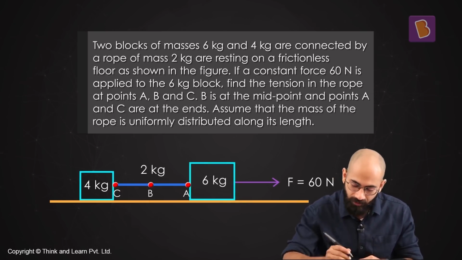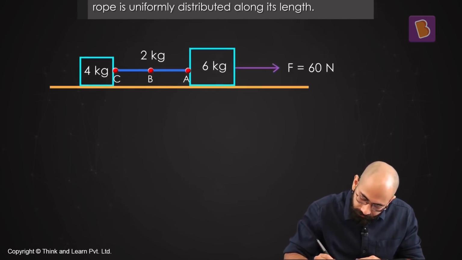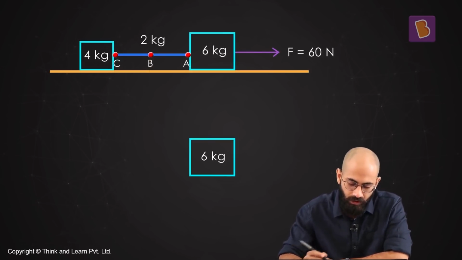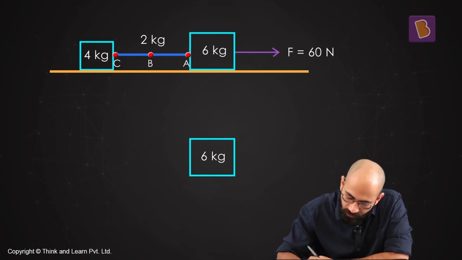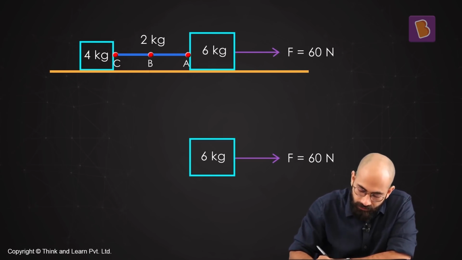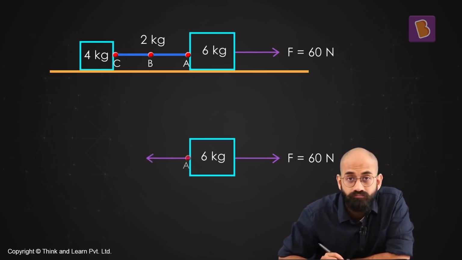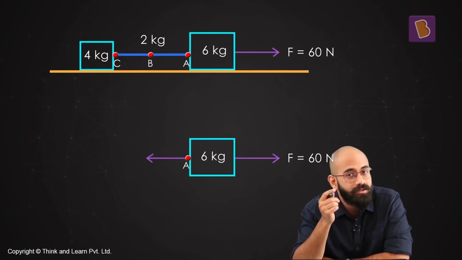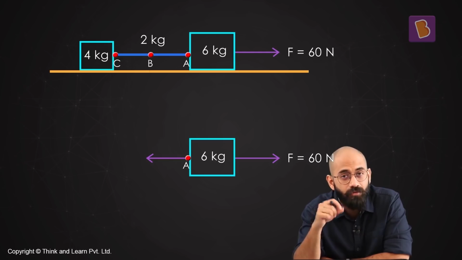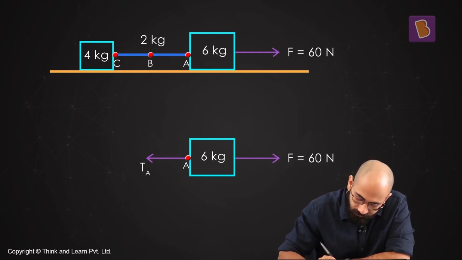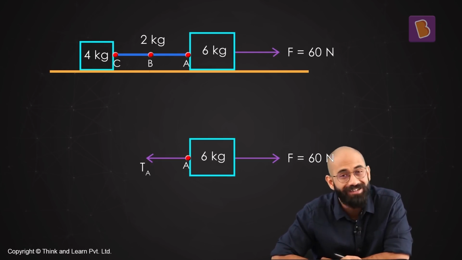Let's first draw the free body diagram for the big block, the 6 kg block. If you draw the forces, there's one force acting in this direction, which is the force that we're applying, 60 Newton. And there is another tension force that's coming from the rope. But this is not a constant tension force. This is where we need to be careful, because the mass of the rope is not zero. If it has mass, the tension will keep changing. So let's call this TA, for tension at point A.